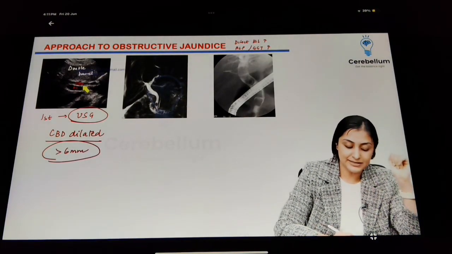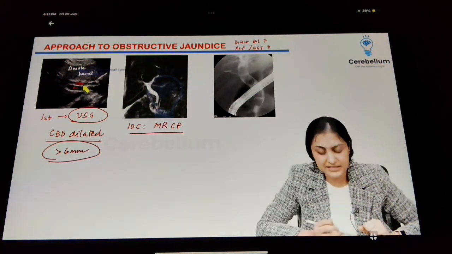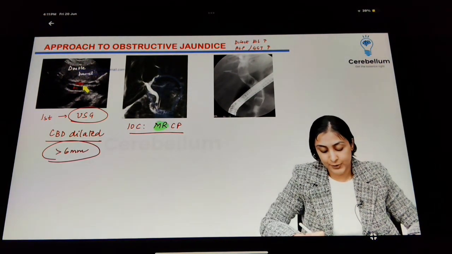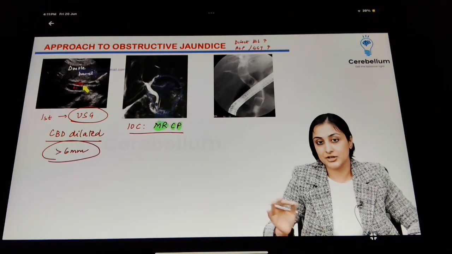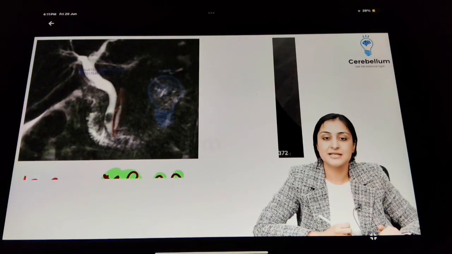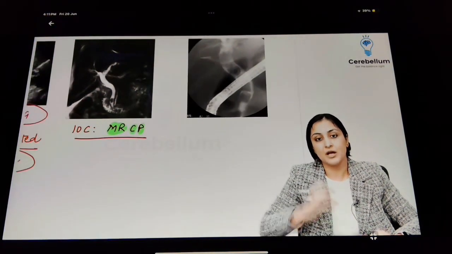How do I know? So then the next step or the best investigation is going to be MRCP. As the name suggests, it's an MRI sequence, magnetic resonance cholangiopancreaticography. Cholangio meaning CBD, pancreaticography meaning main pancreatic duct. So this is where we are going to see the CBD, and can you appreciate this thin structure here? This is the main pancreatic duct, and both of them can be seen opening into the duodenum. So this is MRCP. A few points about this.